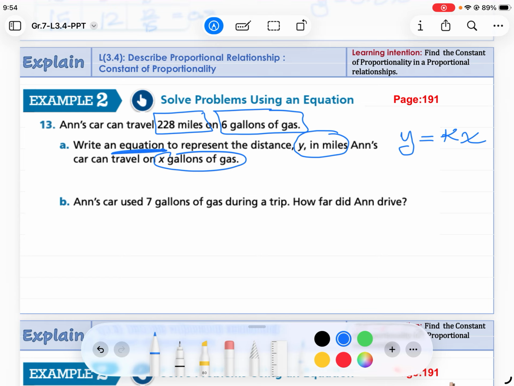So we know that the equation is y equals kx, but do we know k? Is k given to us, guys? It's not given to us. So your job, step number 1, you need to find k. So let's work on finding k.